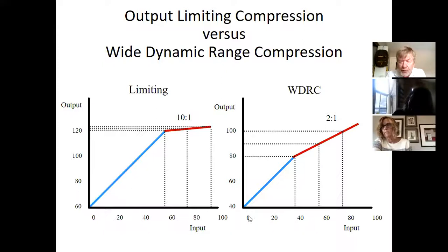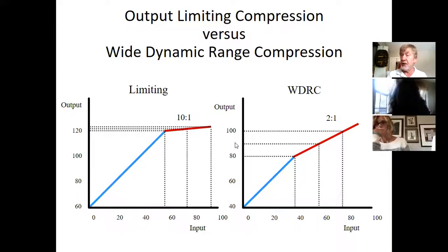From 0 to 20, my output was 40 to 60. From 20 to 40, my output went from 60 to 80. Tit for tat, 20 for 20, 20 for 20, linear. From 40 to 60, that's 20. But here, I didn't go up as much. I only went from 80 to 90.